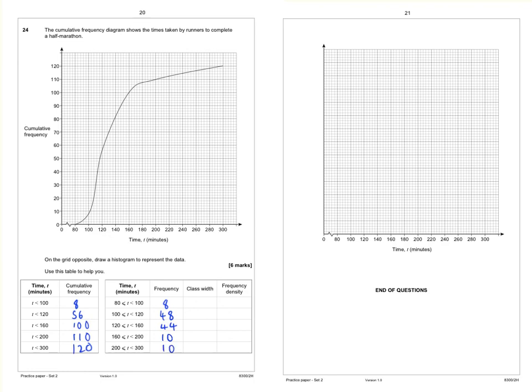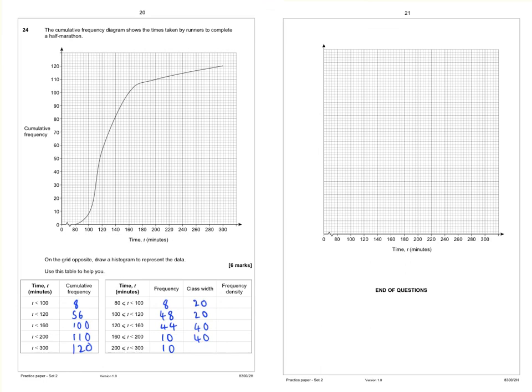Now, class width. In the previous test where you had to do a histogram, they didn't give you this column, and here they've actually helped us out by saying this is something that we need to think about. So class width, 80 to 100 is 20. 100 to 120 is also 20. This time, 120 to 160 is actually 40. 160 to 200 is also 40. And 200 to 300, that's 100 in between.